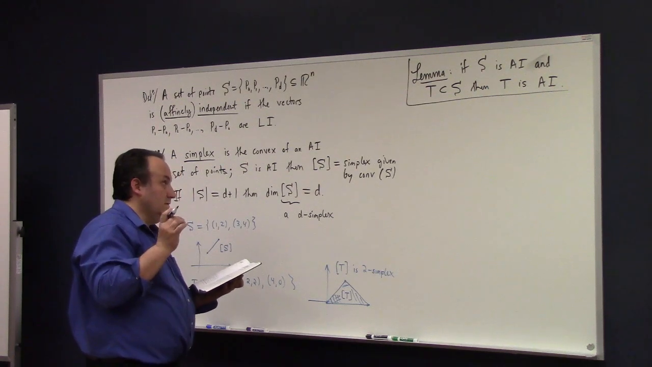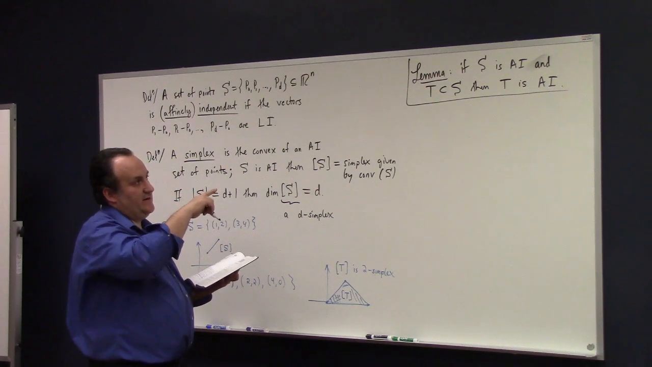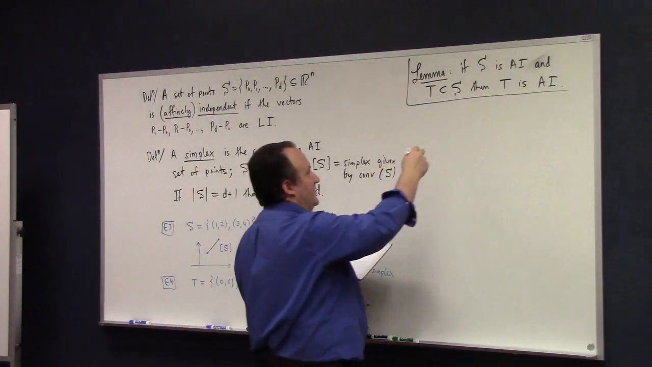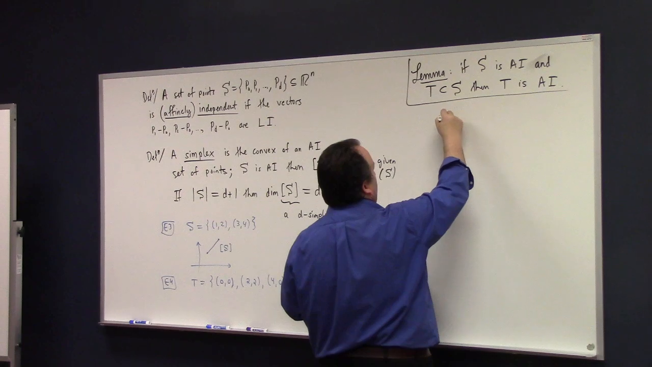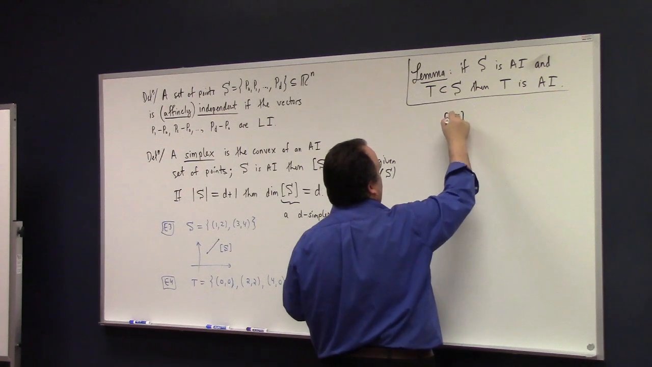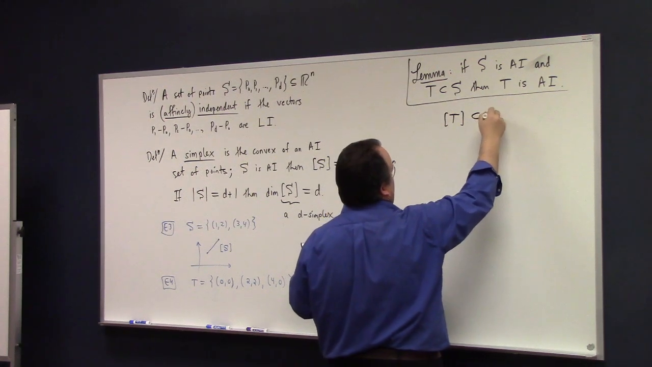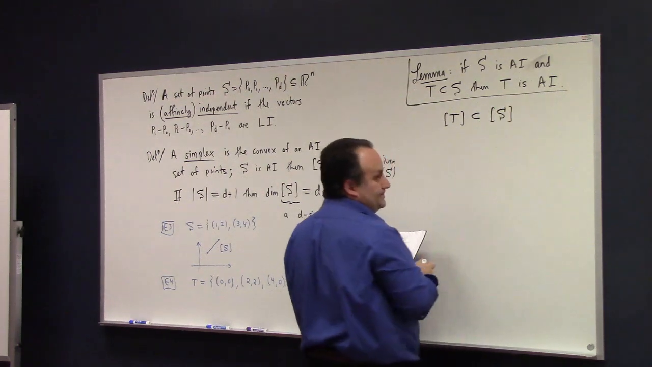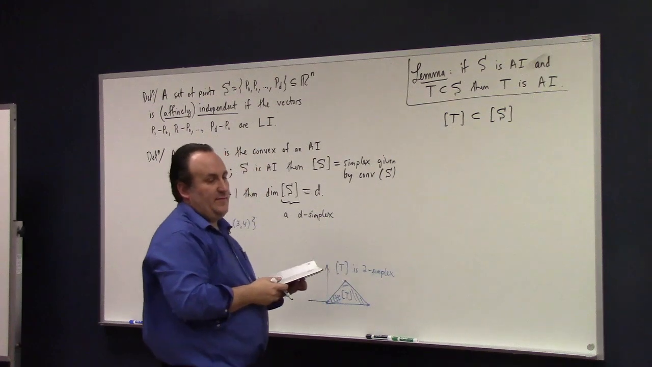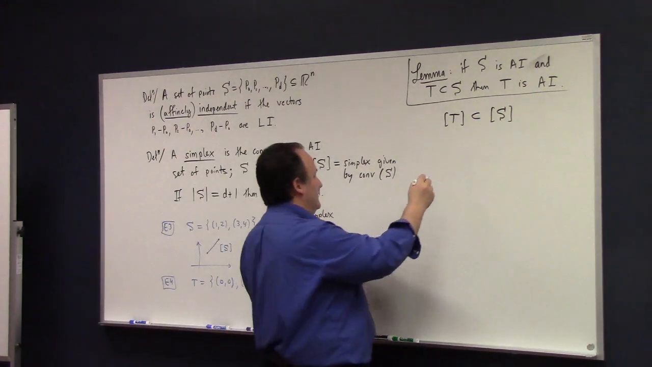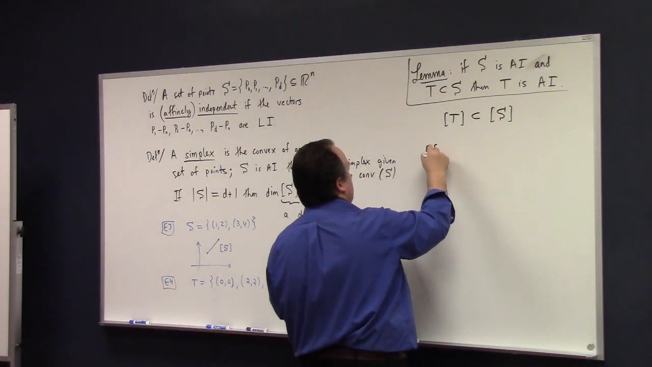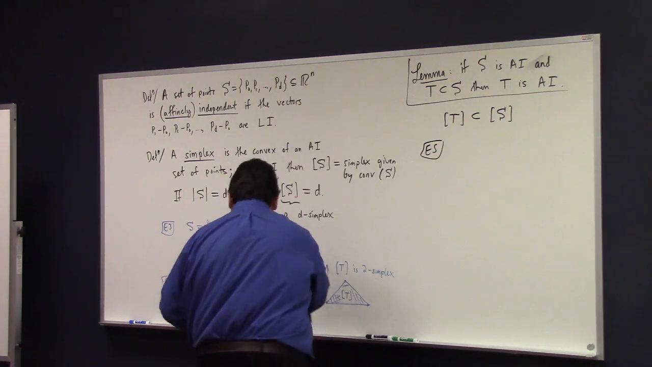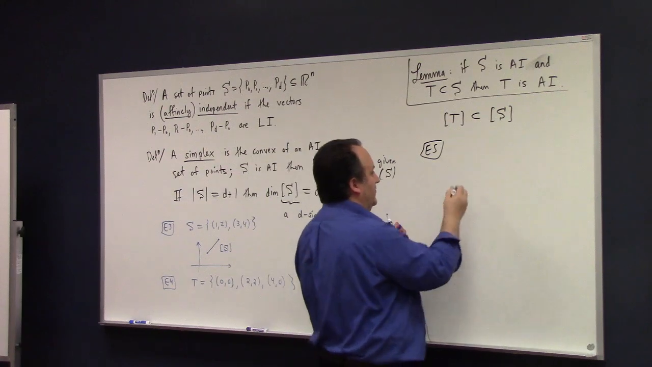Okay, so what that means then is any subset of our set of vertices will then, in the same way, give a simplex determined by T that is going to be a subset of the simplex determined by S, right? So like maybe we're talking about the tetrahedron where we have these 4 points.